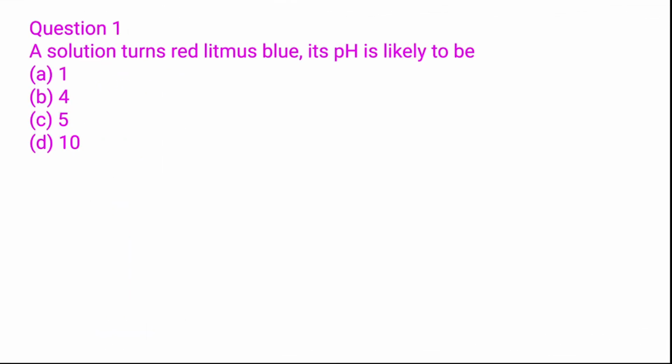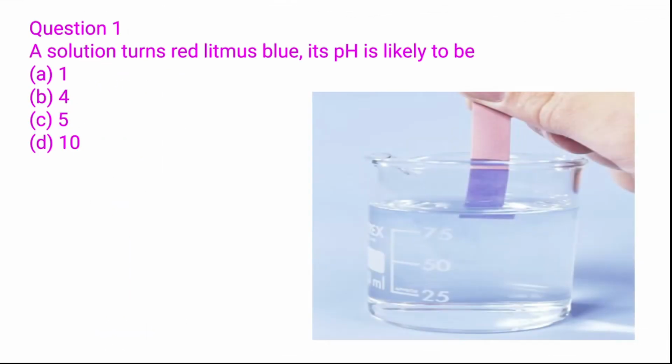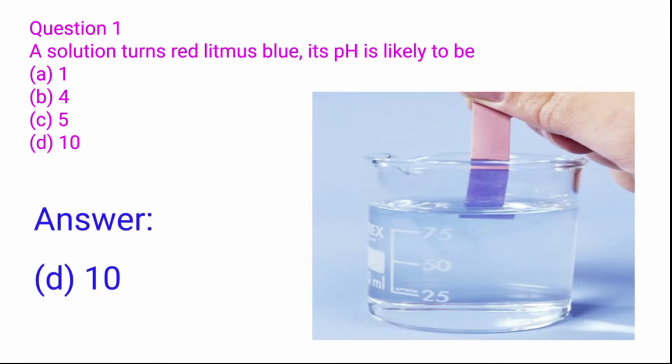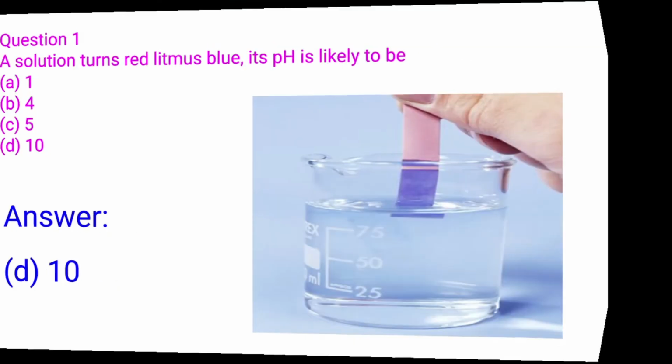A solution turns red litmus blue. Its pH is likely to be, options are 1, 4, 5 and 10. So here the answer is 10. If pH is more than 7, then we can say that the substance is basic in nature. Basic substances only will turn red litmus to blue. Okay, let's move on to the next question.